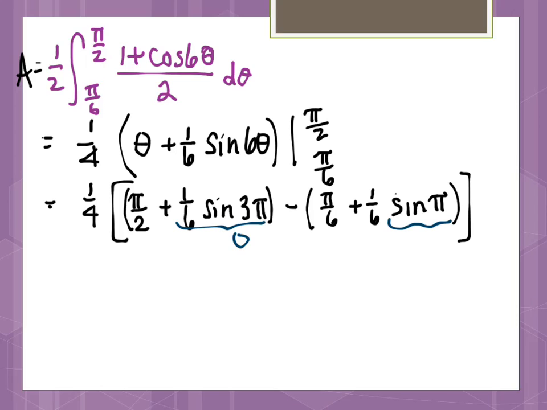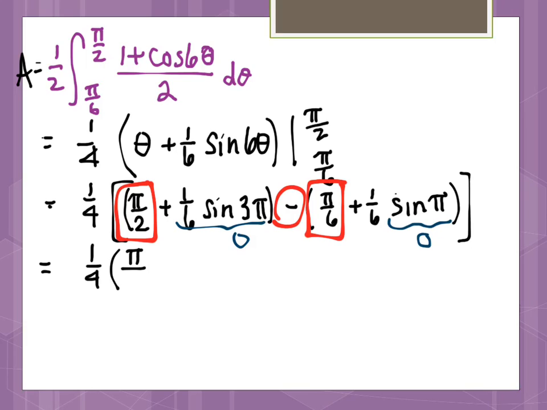I didn't mean theta there. 0. There we go. So all I actually end up with is pi halves minus pi sixths times my 1/4. So what is pi halves minus pi sixths? One half minus 1/6, guys. Pi over 3 is correct. It's 1/3. And then times my 1/4 is going to give me pi over 12.